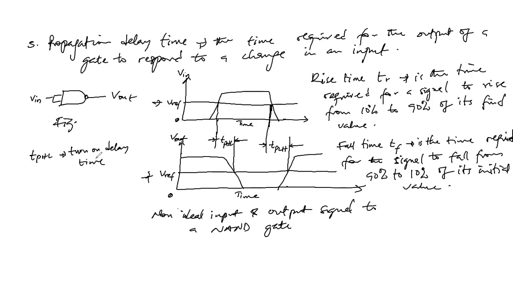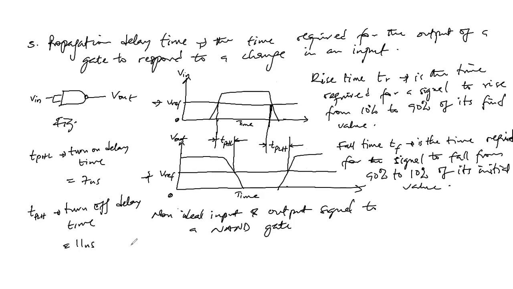Now, a typical turn on delay for a standard series TTL NAND gate is about 7 nanoseconds. Now, when the input signal goes low, again, the output of the NAND gate is sent to go high after the turn off delay time. That's TPLH, which is the turn off time. And for TTL, the typical value is usually 11 nanoseconds.